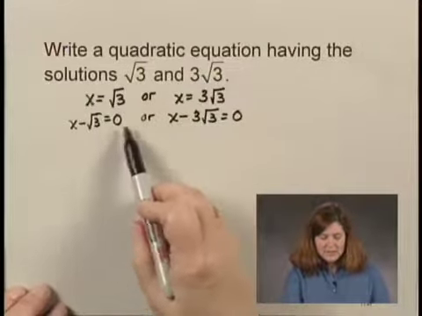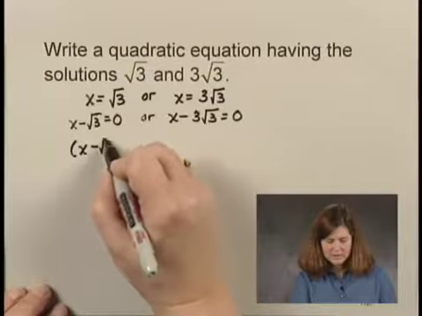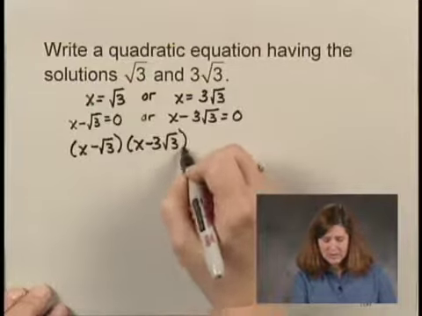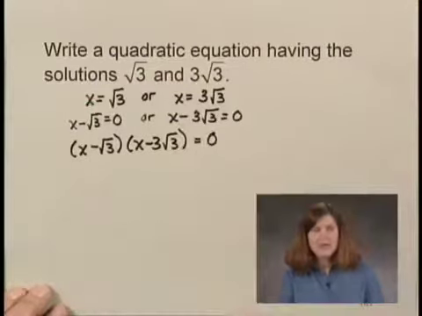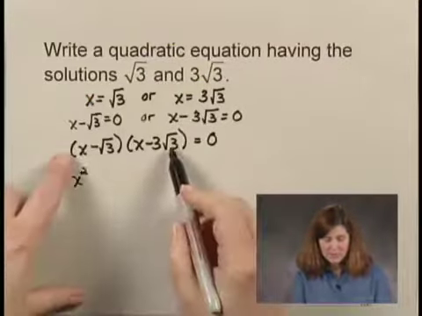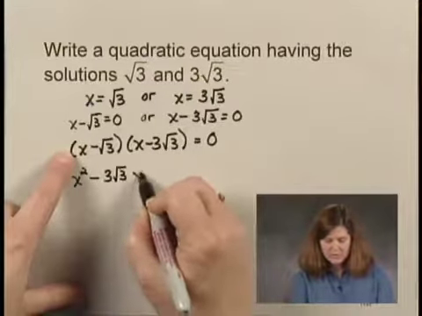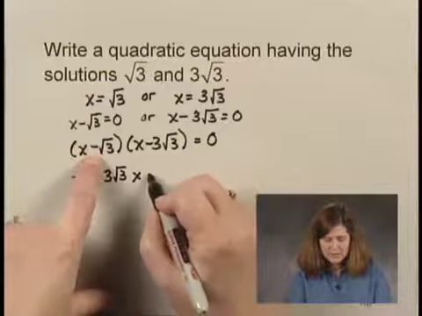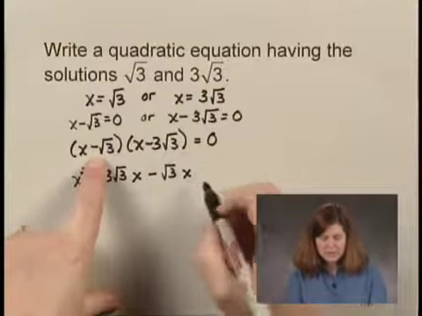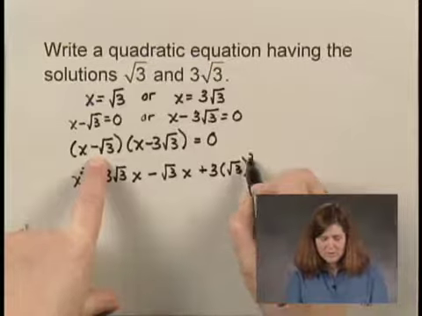Now, if this equals 0 or this equals 0, then their product, x minus the square root of 3 times x minus 3 times the square root of 3, equals 0. And now I multiply, and I have x squared. Using the product of the outside terms is minus 3 times the square root of 3x. The product of the inside terms is minus the square root of 3x. And the product of the last terms is plus 3 times the square root of 3 squared, and that equals 0.